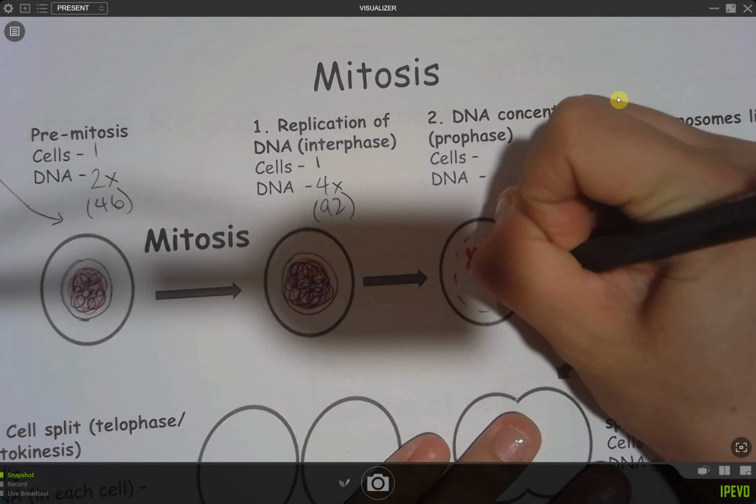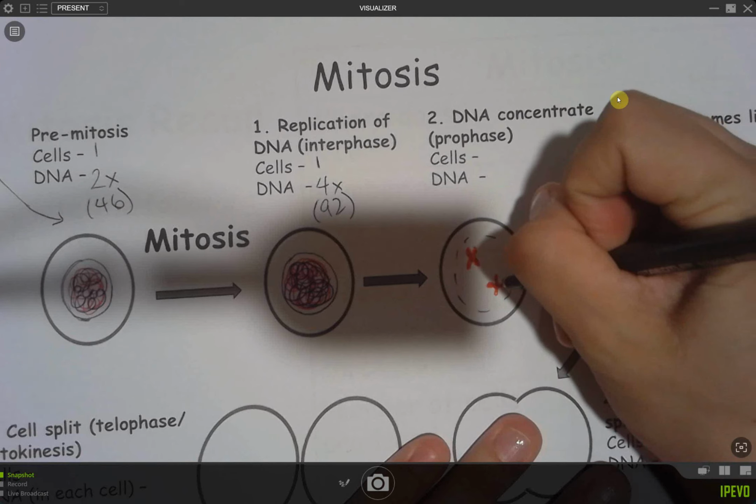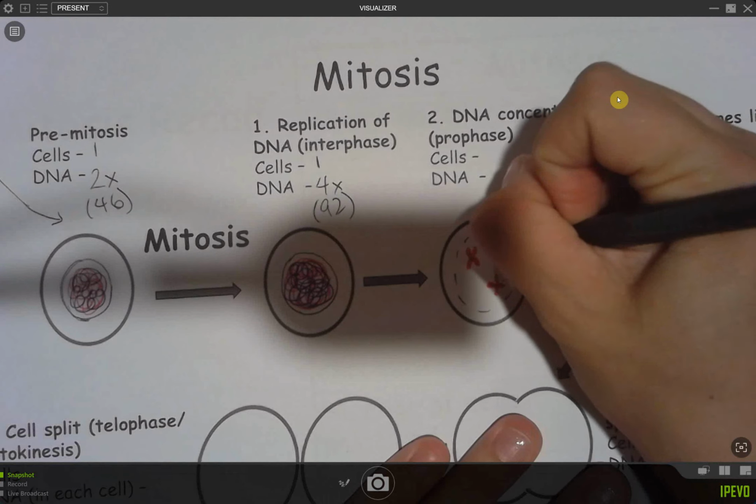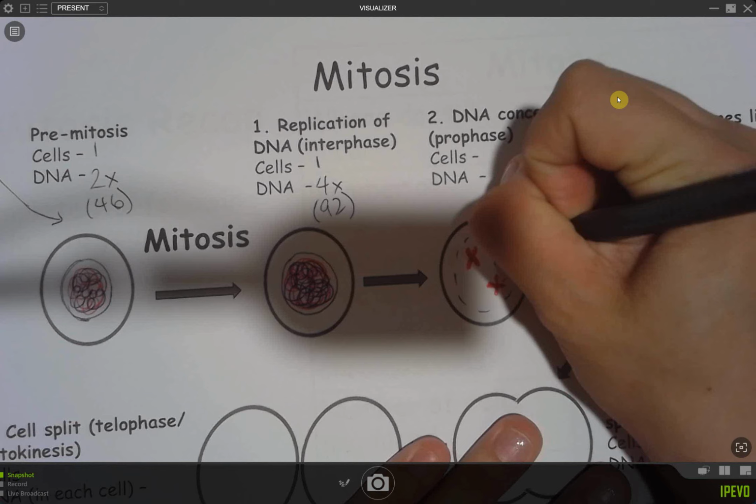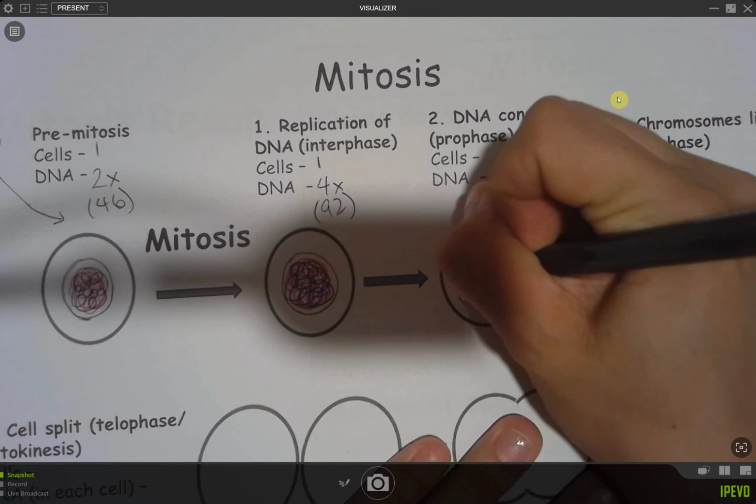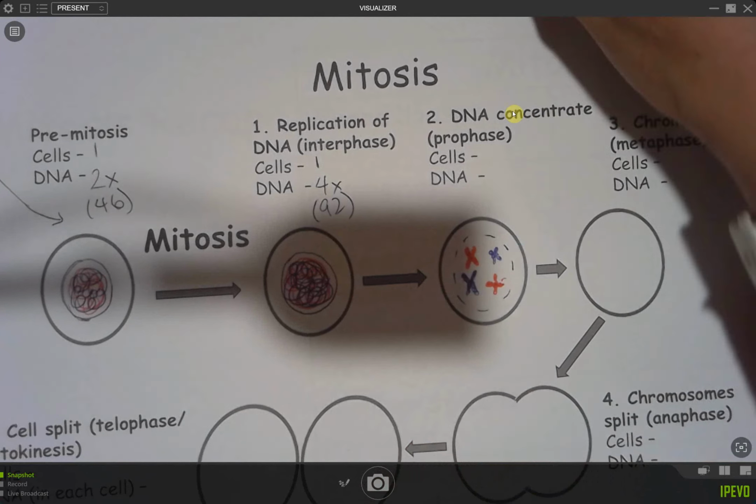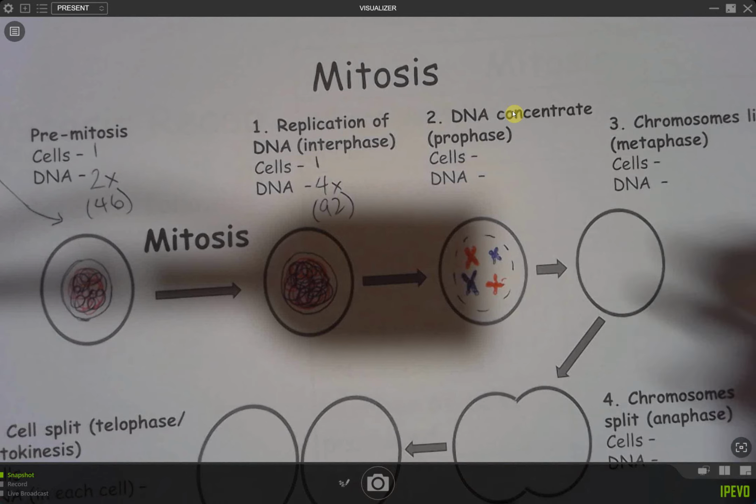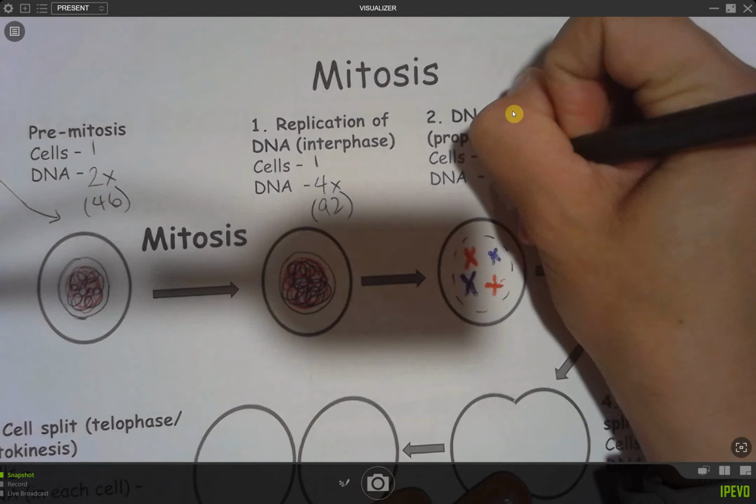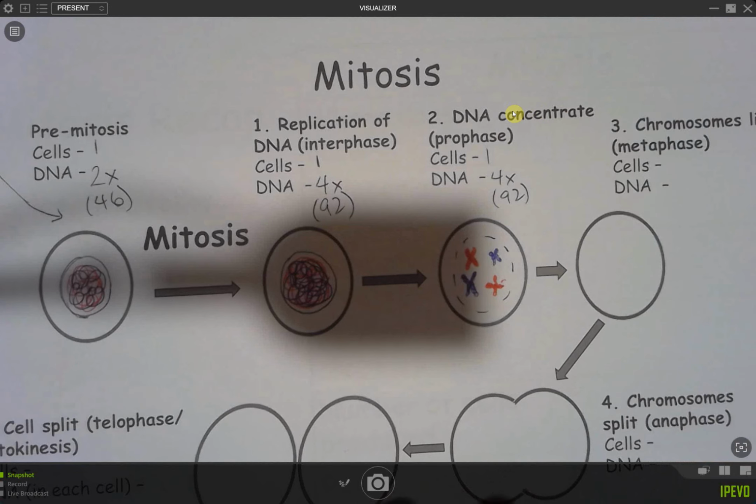So I'm just going to draw a few. Obviously, I'm not going to draw 92 chromosomes in there, or to say 92, I'm not going to draw 46. I'll show you what I mean by 46 and 92. All right. So cell-wise, we have one cell. We have 4x 92. That's what I'm thinking about.